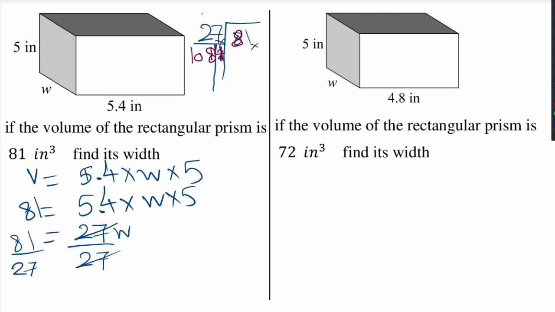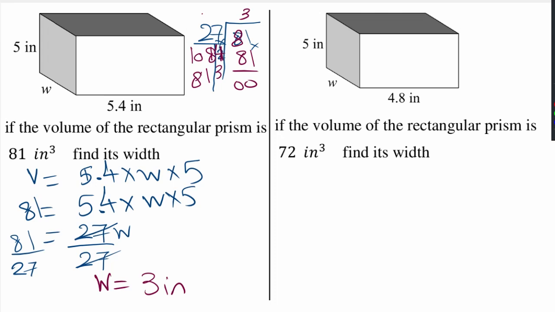So it's not possible. Try 3. 3 times 7 is 21. 1 and carry on 2. 3 times 2 is 6. 6 and 2 is 8. Congratulations. We have 81 and 81 is equal. We catch 3. So W will equal 3 inches. The rectangular prism on the right, do it yourself. The same concept. Pause the video and check the final answer.